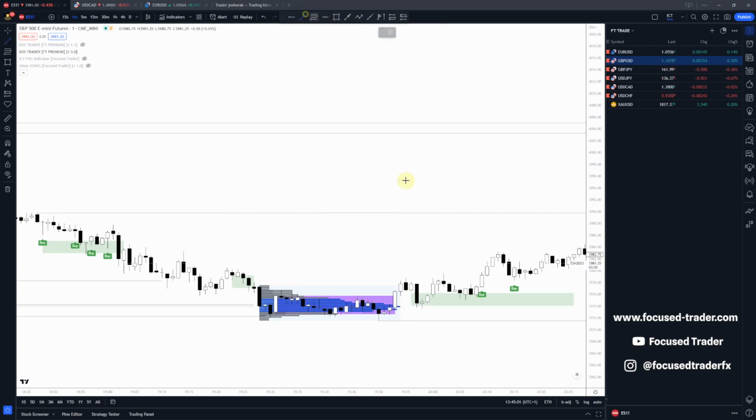Sorry, I will use another drawing tool like this one. Exactly on this POC.